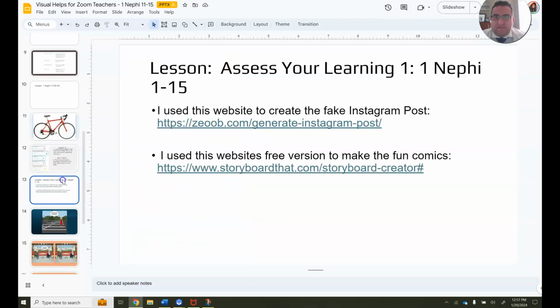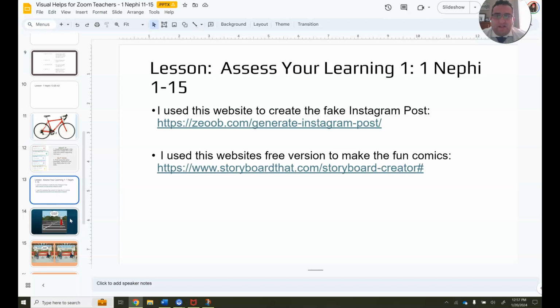Now, the next lesson is our Assess Your Learning, number 1. I gave a few links right there to some websites that I used. It's the first time I used them to create a little fake Instagram post and a quick little comic storyboard. That might be something that you might want to try to do from time to time as you're trying to bring to life sometimes the visual of your Zoom class. I wouldn't do it too much, but every once in a while you could use these. But I put a few together.